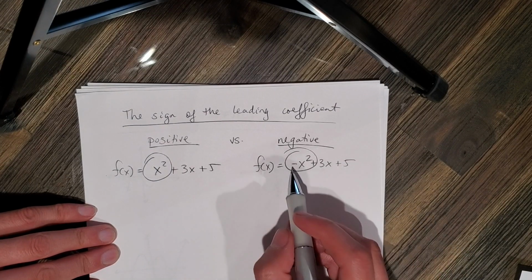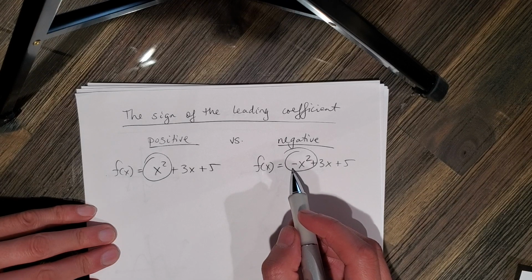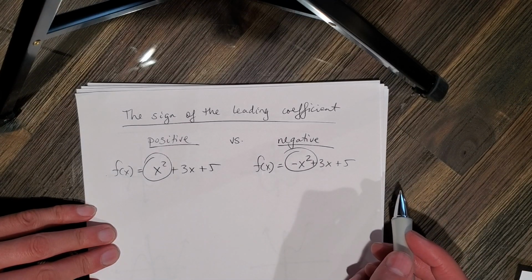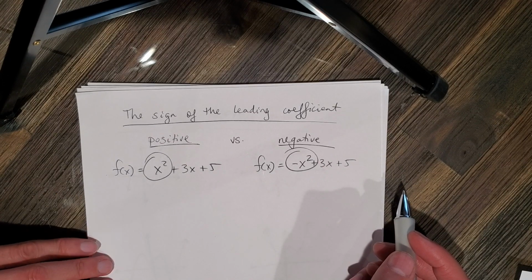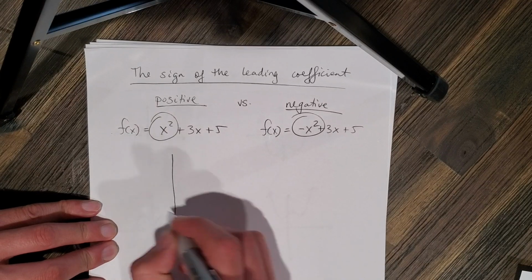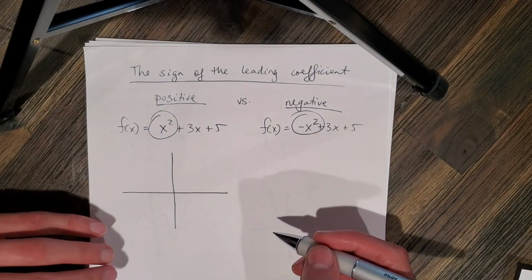So notice here, this is considered a negative leading coefficient, okay? So that's what it looks like in polynomial form, but what does it look like in a graph? Very simple also, okay? Let me show you guys. It basically goes like this.